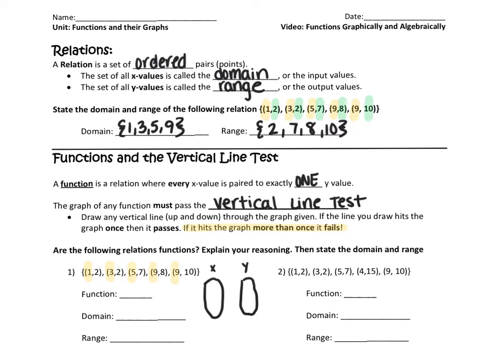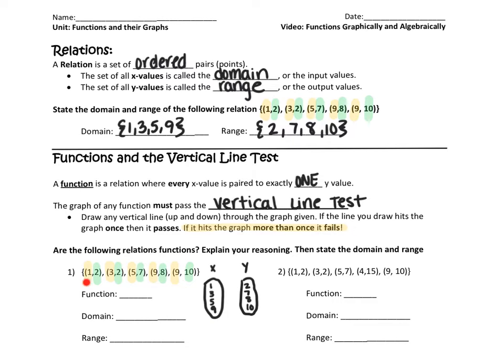I believe it's the exact same example. So we have an x value of 1, 3, 5, and 9. And then we have y values of 2, 7, 8, and 10. So 2, 7, 8, and 10. And we're going to draw what's called a mapping.